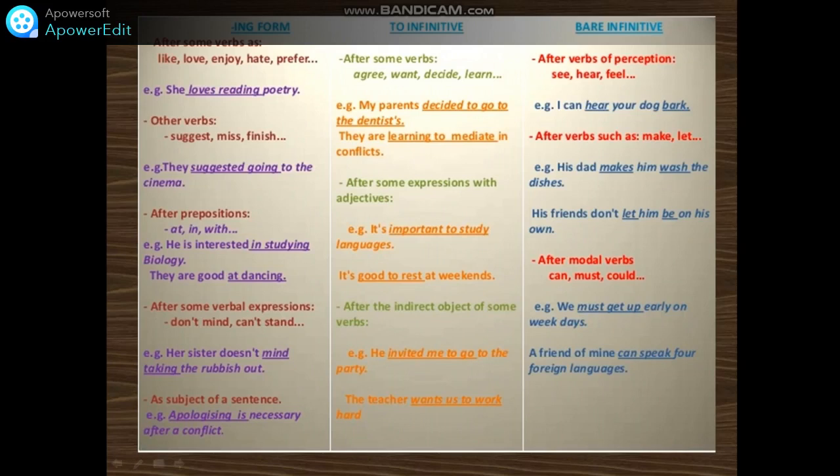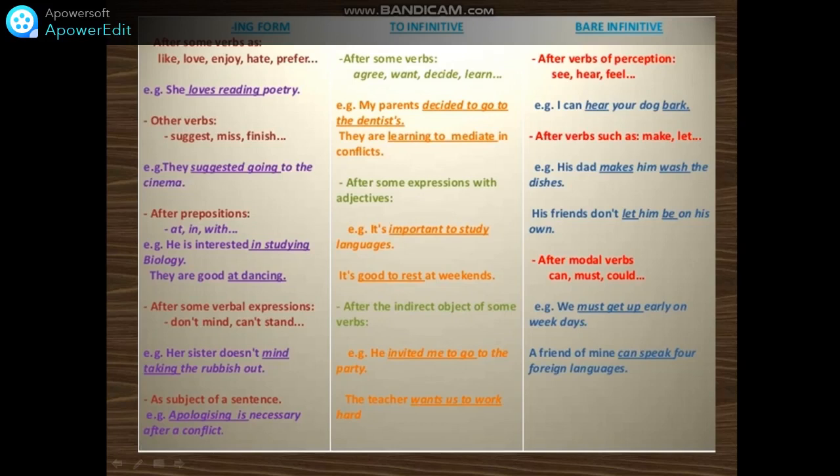It's good to rest at weekends, after adjectives as we have seen. After the indirect object of some verbs, for example, he invited me to go to the party. The teacher wants us to work hard. Very good. The bare infinitive now.